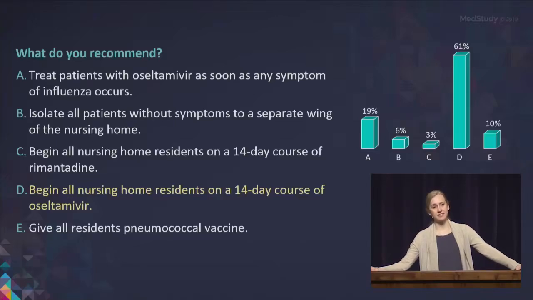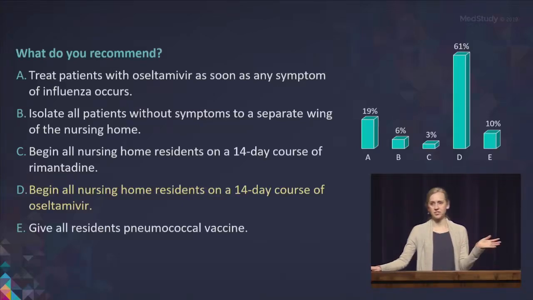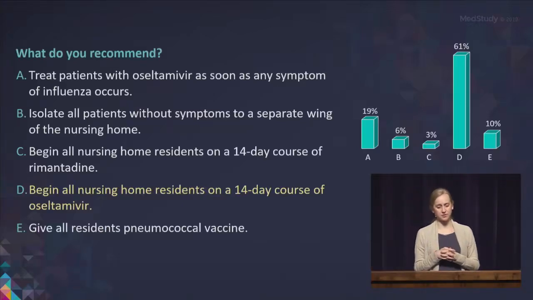Good. So the answer is D. So for these nursing home outbreaks of influenza in the context of not having access to the vaccine in adequate time, it's really important to start all the residents on oseltamivir to prevent one of these disastrous epidemics with spread.